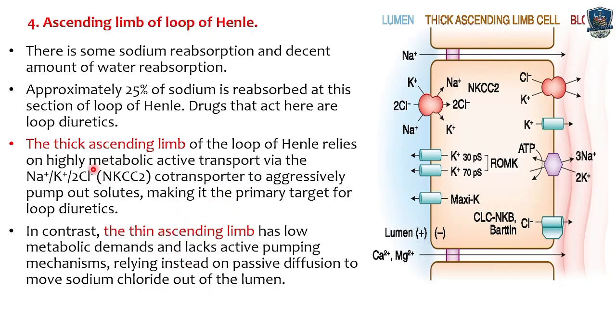I just want you to focus more on the thick ascending limb, because that is where our loop diuretics work. The mechanism of action of loop diuretics occurs on the thick ascending limb. Last section, the loop diuretics inhibit our sodium, potassium, chloride co-transporter. So let's continue.